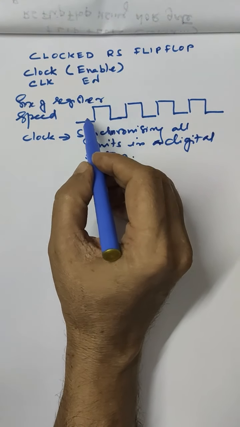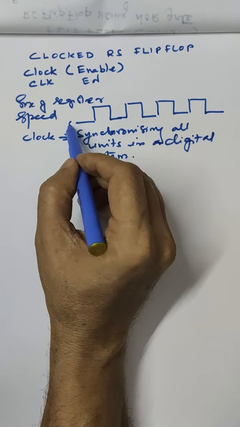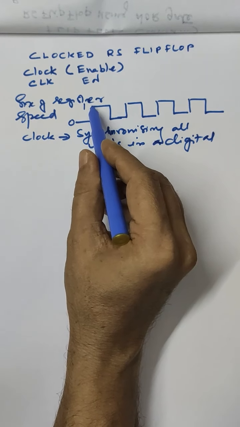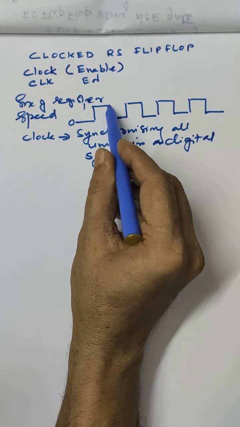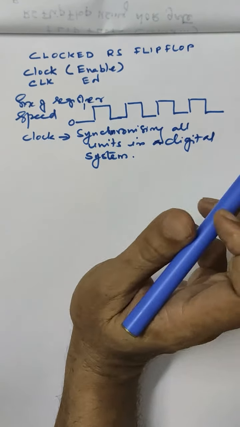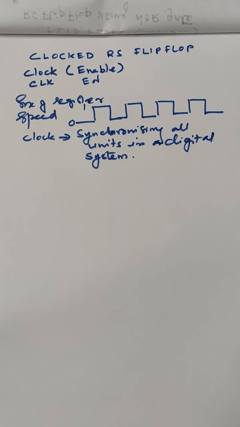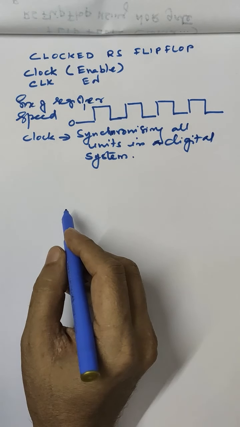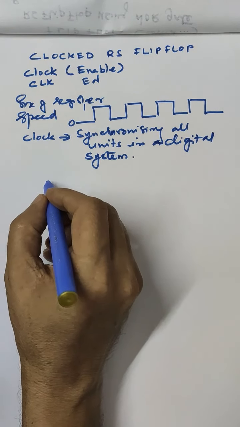So clock is actually varying between two levels, 0 and 1. For a certain amount of time it is 0, for some other time it is 1, again becomes 0, and so on, just like any other square wave. Now how can we incorporate a clock or an enable signal into the existing flip-flop?